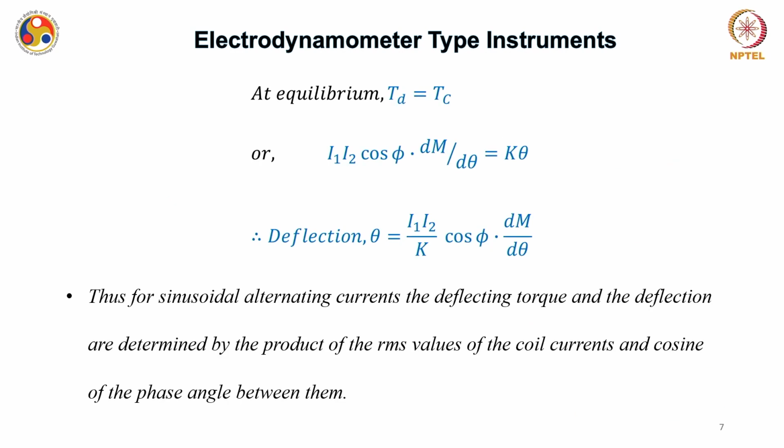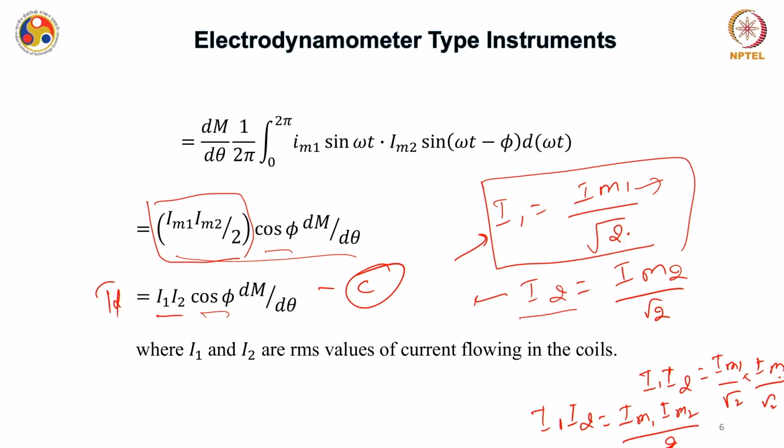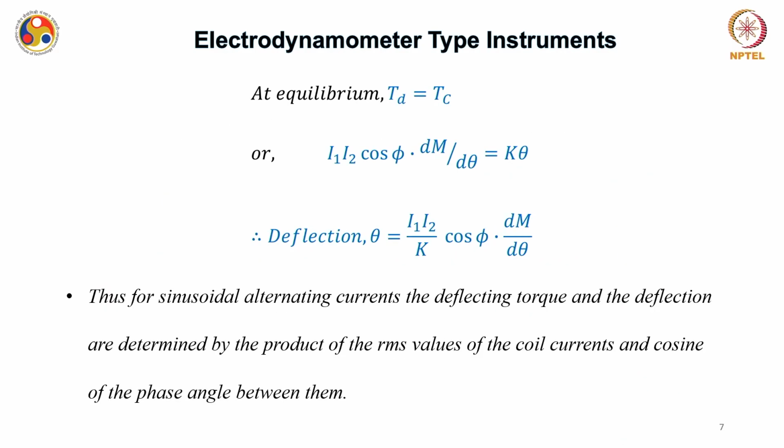Again, the controlling torque is produced by the spring itself, and it is K theta. At the steady state position, we equate the controlling torque Tc with Td. When Tc is equated with Td, K theta is equal to I1 into I2 cos phi into dM by d theta, or the deflection is given as I1 I2 by K into cos phi into dM by d theta. I am calling this equation D.